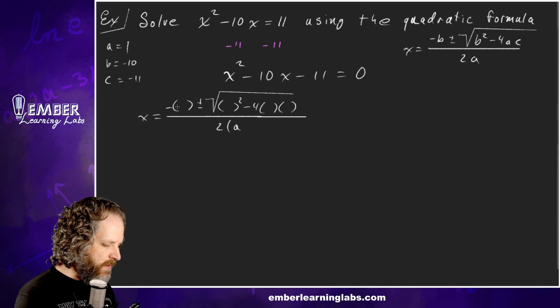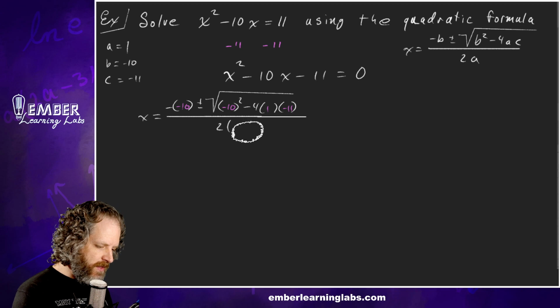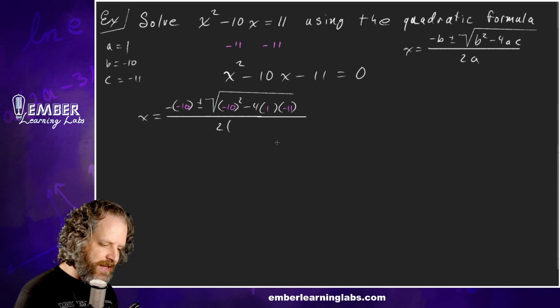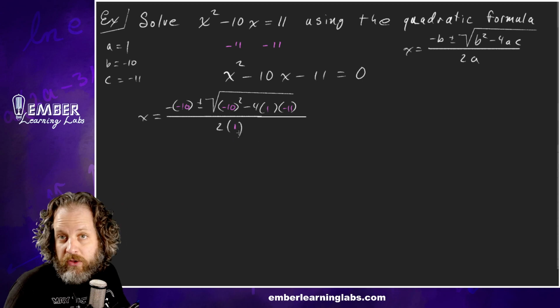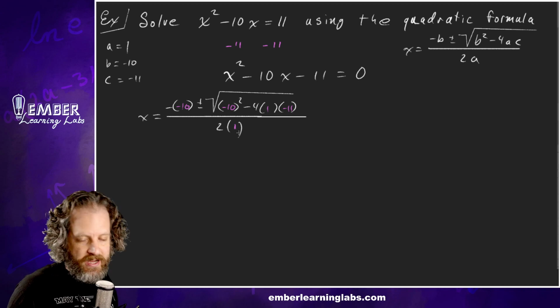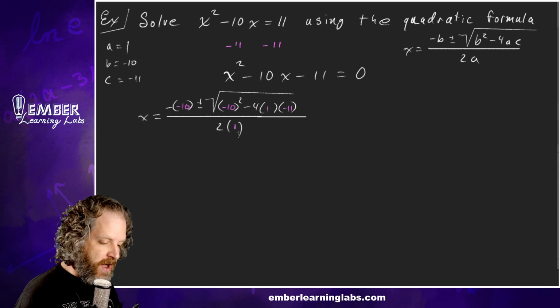For b, we've got negative 10. A, we've got 1. C, we've got negative 11. Then we put 2a, so we're putting a 1 into there. Now we just got to do the arithmetic, essentially, and knock this out.